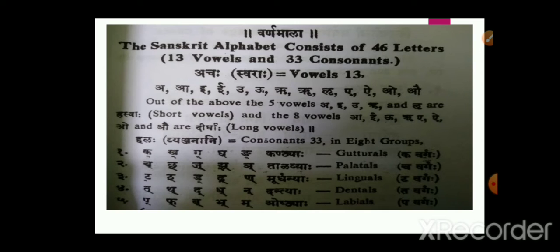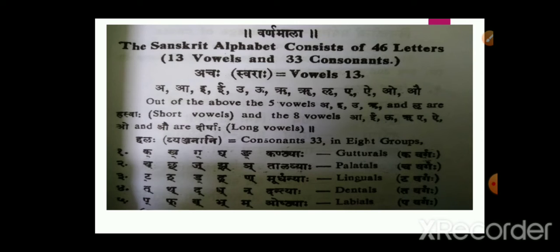Vowels are 13. Vowels are a, i, u, r, l, e, ai, o, au. These are vowels. Among these 13 vowels, we have short vowels and long vowels.